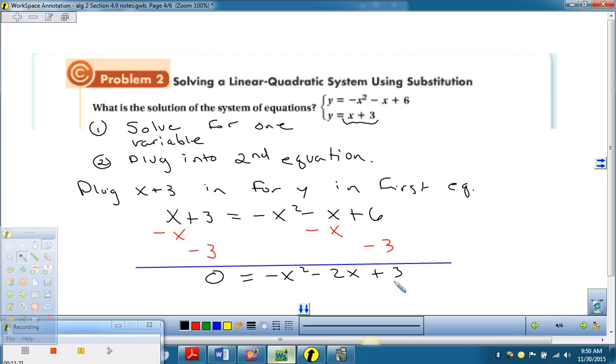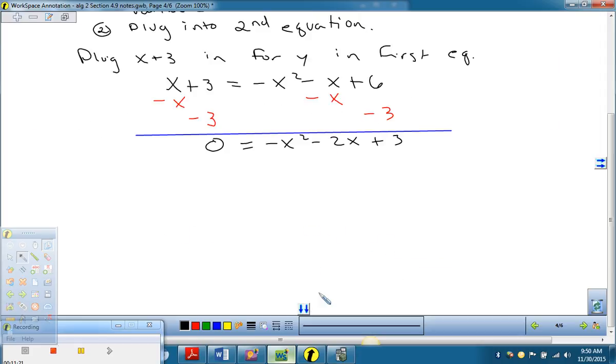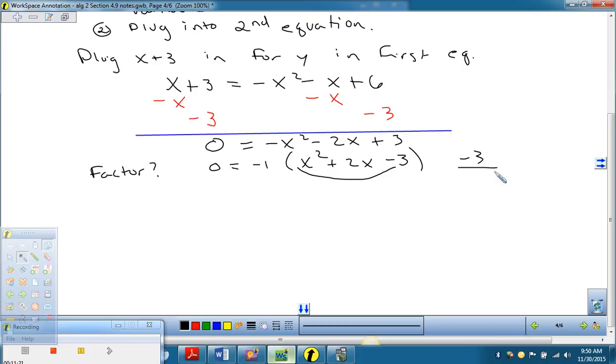I always check to see the factors first, because factoring tends to be the easiest, so let's just check that. And the factor, I always pull out the negative one first, so I'm going to say factor with a question mark to see if it factors easily. 0 equals negative 1 times, that becomes x squared, then what? Plus 2x, and minus 3. So we want factors of negative 3 that add to positive 2.